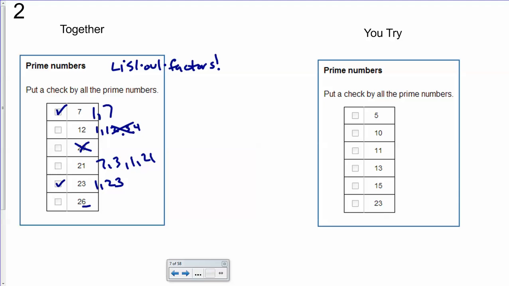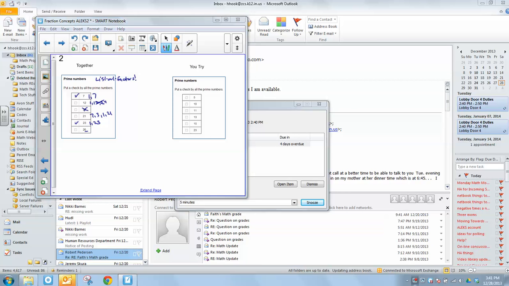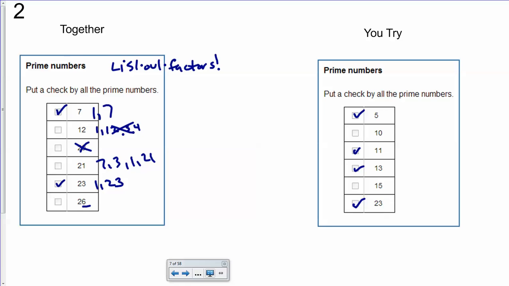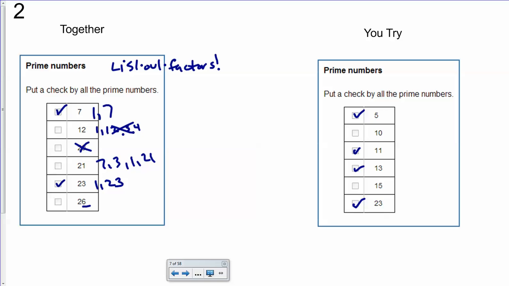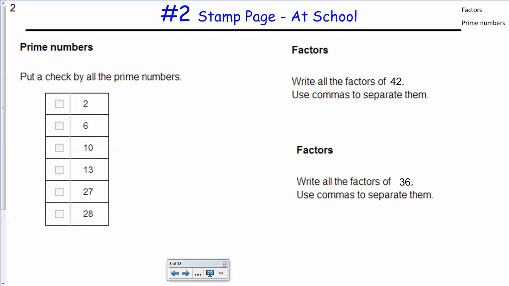You're going to go ahead and do the U-try problem, and I'll be back in just a second. Here are the answers to the U-try problem. 5 is a prime number, 11, 13, and 23 was on our last one, so 23 is a prime number. And that should bring us to our stamp page that we will do tomorrow, first thing at school, so we will see you then.